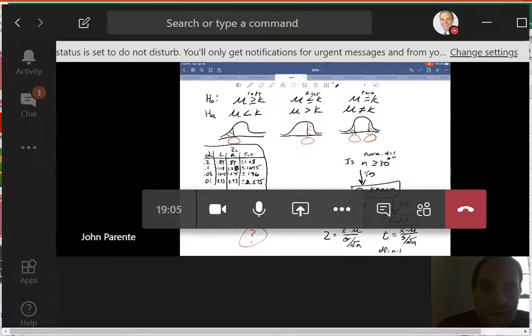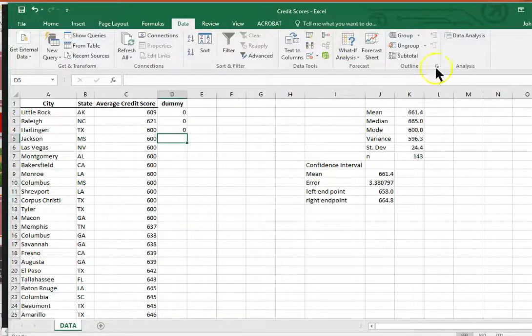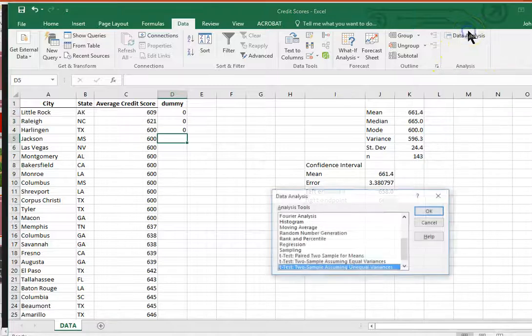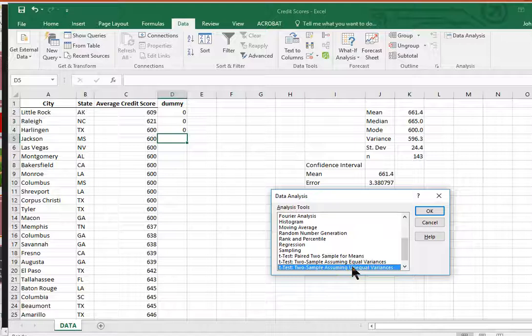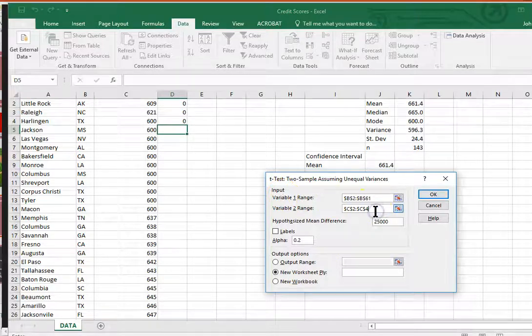So I'm going to create, remember, we need to create a dummy variable. I'm going 0, 0, 0. And I'm going to go to data, to data analysis, and do t-test, two sample, assuming unequal variances. And what is this going to be? My variable 1. Let's get rid of this stuff. Oh, this must be in there from yesterday's stuff. I want a 0.05 level of significance.